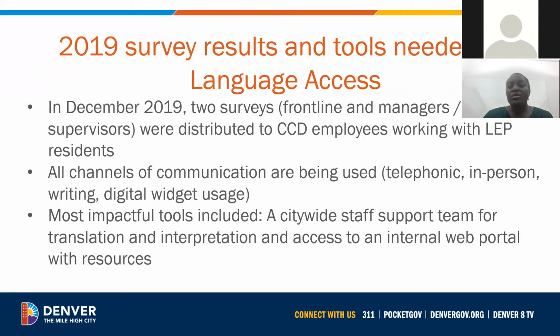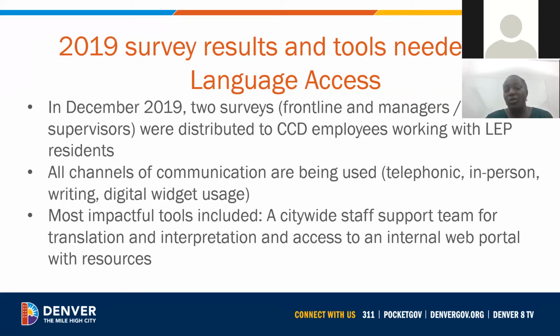So I wanted to just remind everyone a little bit about a survey that was done back in December of 2019. This survey was done by frontline staff of 500, which we received 587 responses over 29 agencies, and then their managers. So that was 207 managers over 24 agencies. What the survey came back with, and some of the results that we found, were that all channels of communication are being used: telephonic, in-person, writing, or digital.